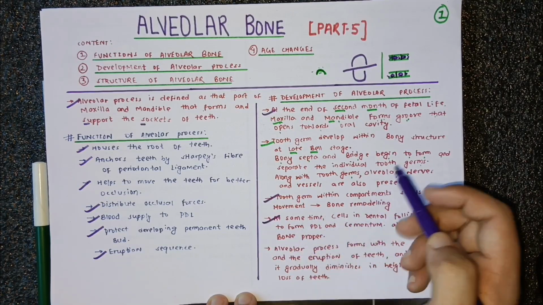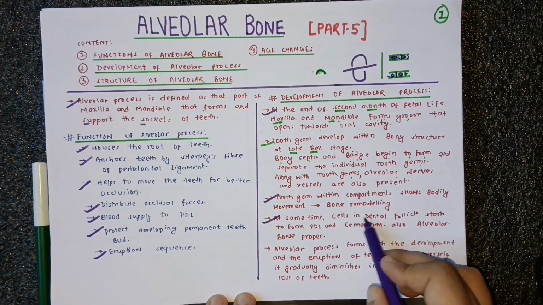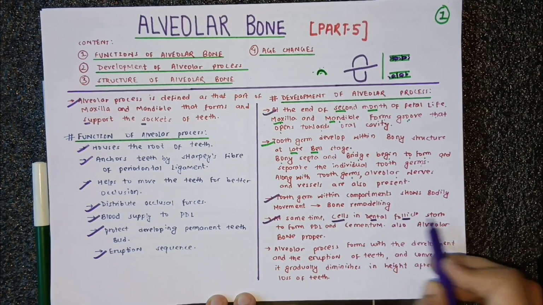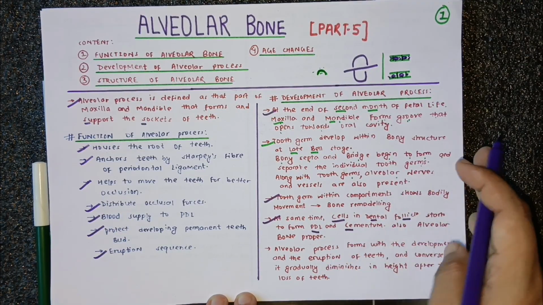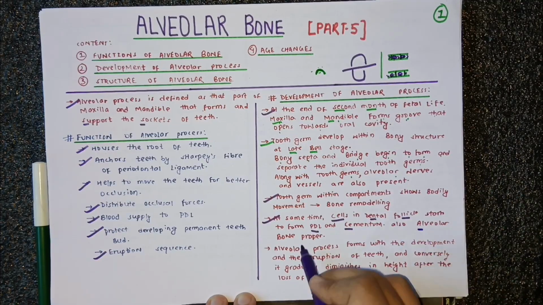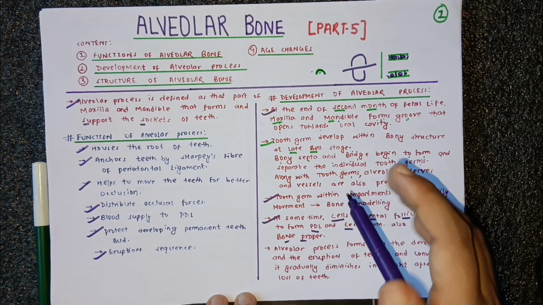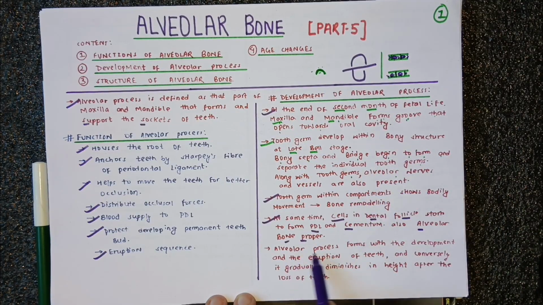So at the same time, we can see the cells of the dental follicle start to form the periodontal ligament there, and the cementum, and also the alveolar bone proper is formed at that time itself. After that, in the last point, the alveolar process forms with the development and the eruption of the teeth, and conversely it gradually diminishes in height after the loss of the teeth, okay.